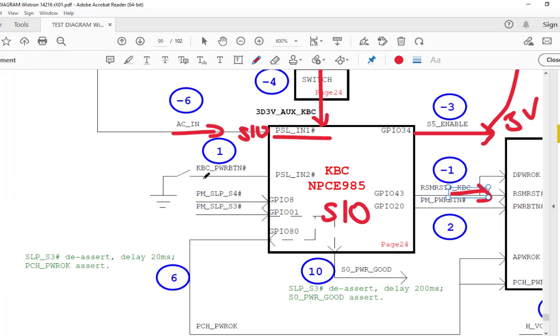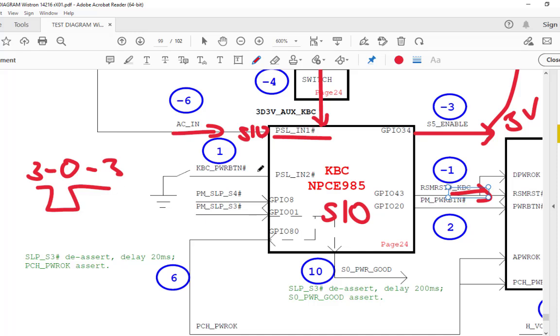So here is my power button, the KBC power button. It's going to the PSL_EN pin on the SIO. Here it will be 3 volts, and once we press the power button, it goes to 0 and comes back to 3. That means a 3-0-3 pulse will be generated here. So this is step number 1.